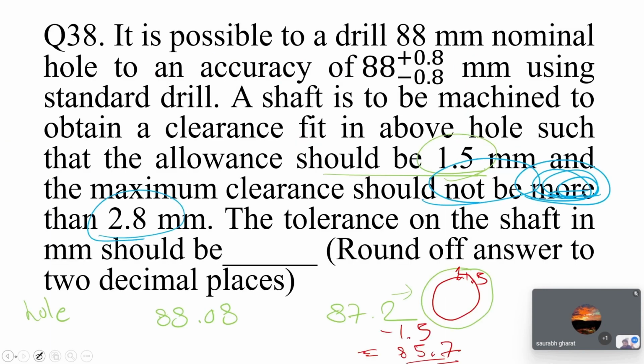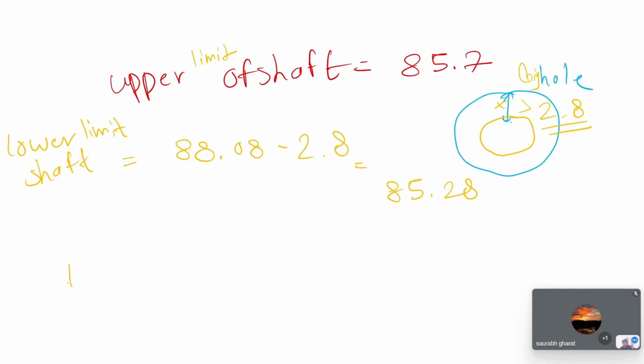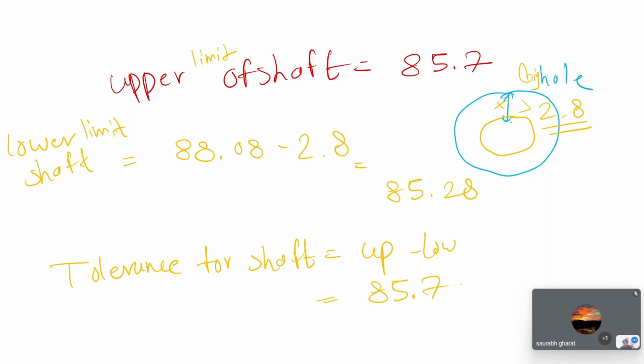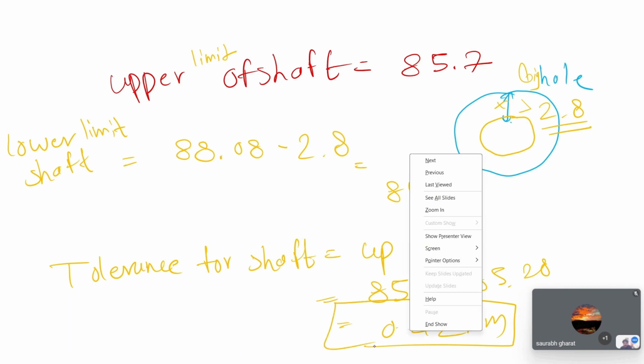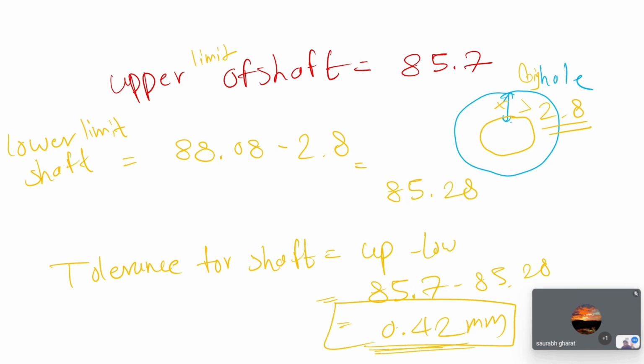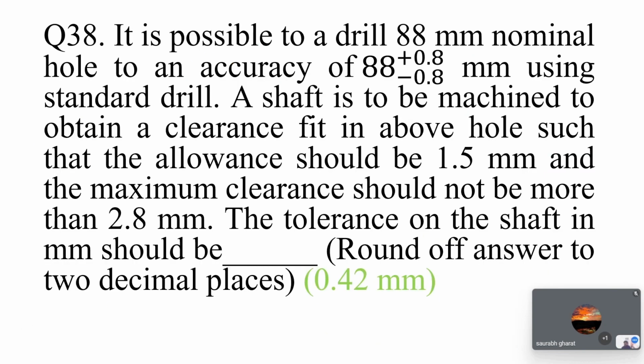So for your upper limit, what is your tolerance for the shaft right now? It will be upper minus lower. So it will be 85.7 minus 85.28. It will be 0.42 millimeters. This will be your answer. You can check this answer. I hope you saw this answer.